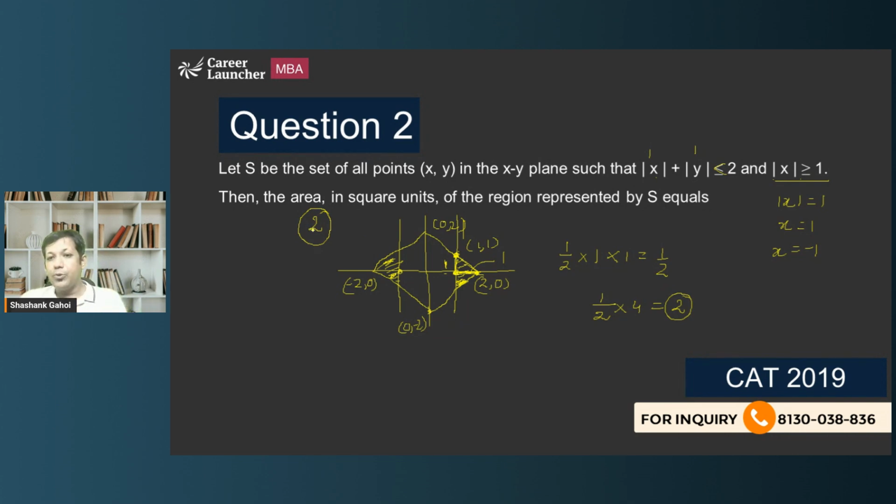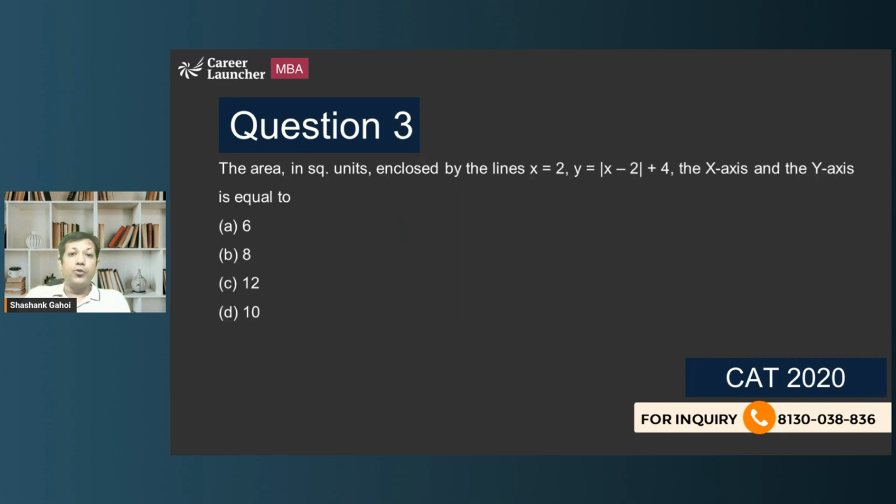Again, I am repeating this point: in coordinate geometry, if you are not drawing the graph, you will not get the correct answer. So just draw the graph, whatever it is given, draw it as it is. And we have already discussed these kinds of graphs before. Now let's move on to the next one.